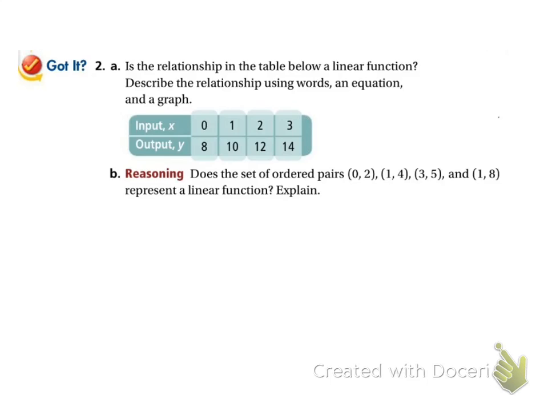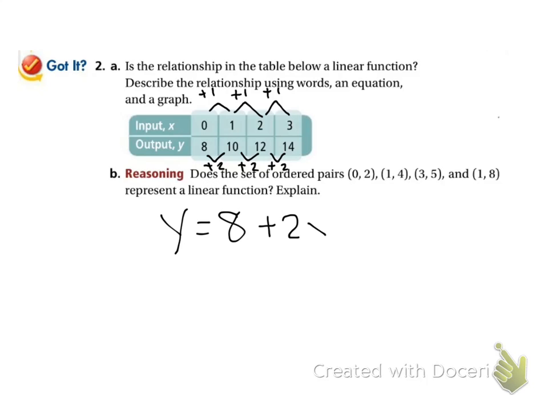Okay, so the first thing we're going to do is we're going to find the differences. So in between here, we add 1. In between here, we add 1. In between here, we add 1. Here, we add 2, add 2, add 2. So, every time our x goes up 1, our y goes up 2. So I can write this equation as y equals how much I started with. I started with 8, right? And I add 2, and whatever your difference is, you always stick the x with that. So plus 2x.